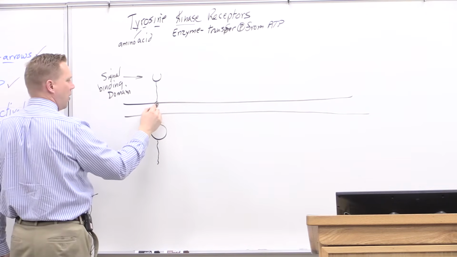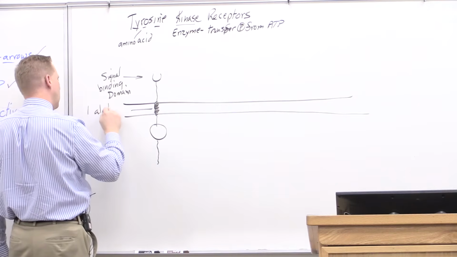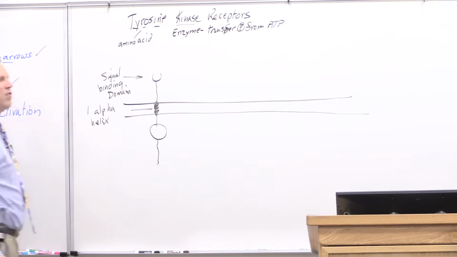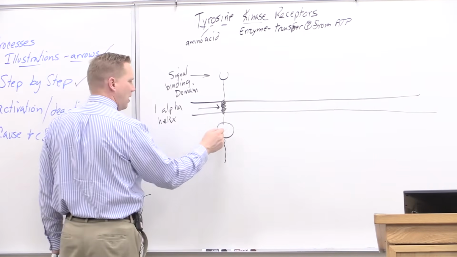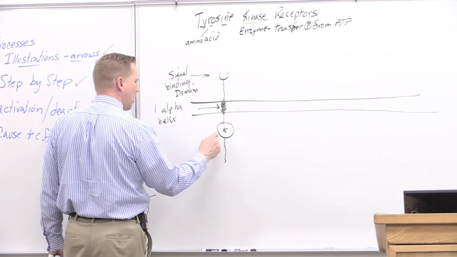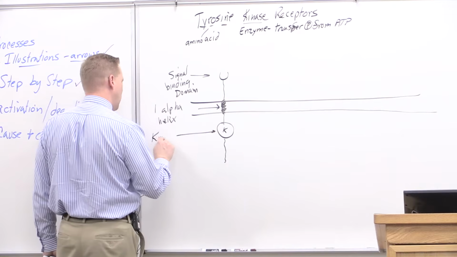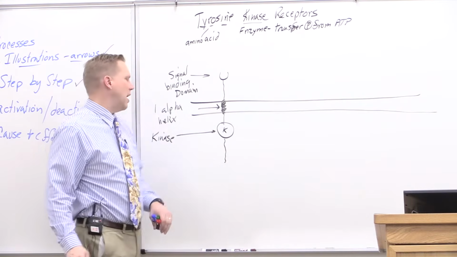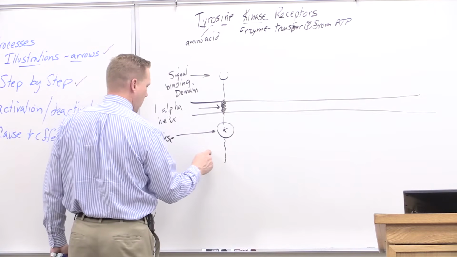Down here I have a single alpha helix, and so that's called the transmembrane domain because it crosses through the membrane. And then this circle right here, I'll put a K on it, that represents my kinase domain. So these proteins have an area on them that has this kinase functionality. And then this last part right here, that's my tyrosine domain.